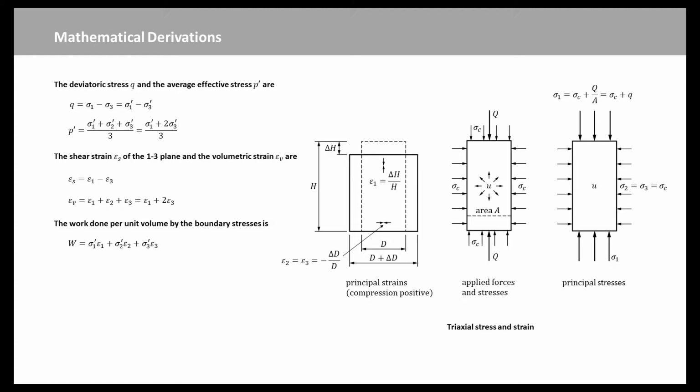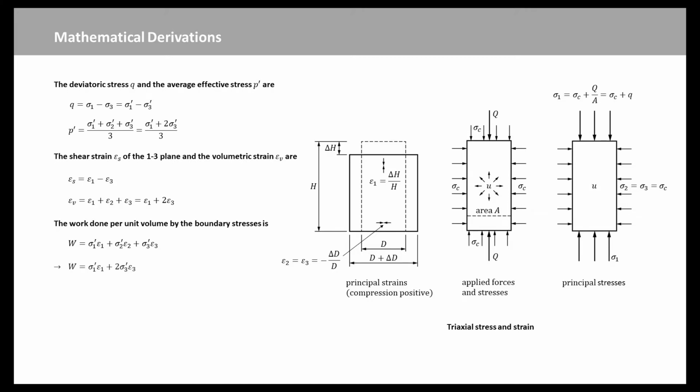If the 2 axis shortens by epsilon 2, then the work done by the sigma 2 dash stresses will be sigma 2 dash times epsilon 2, while that in the 3 direction will similarly be sigma 3 dash times epsilon 3. We have assumed that the effective stresses are constant, and that no excess pore water pressures are caused. We have also assumed that the effect of the small strains on the areas and volume is negligible. The total work done per unit volume by the boundary stresses is shown here.